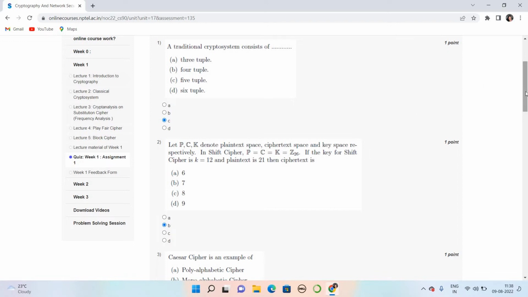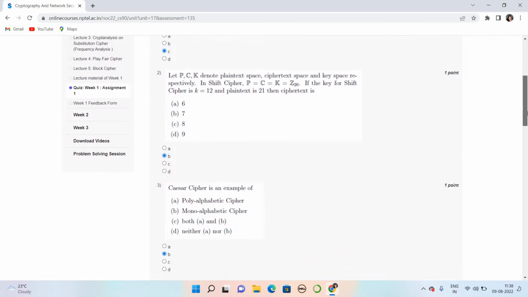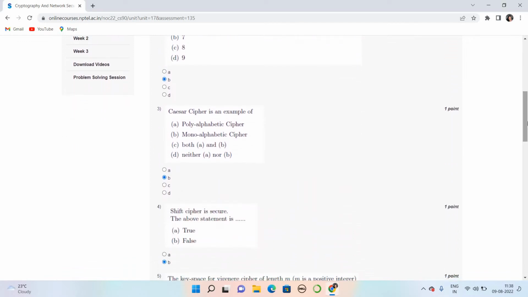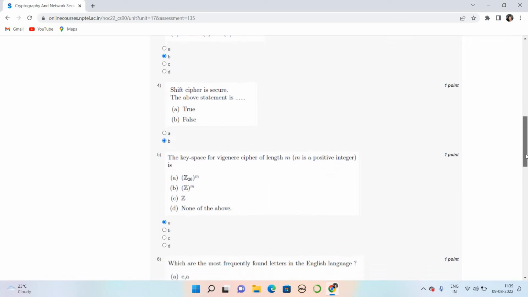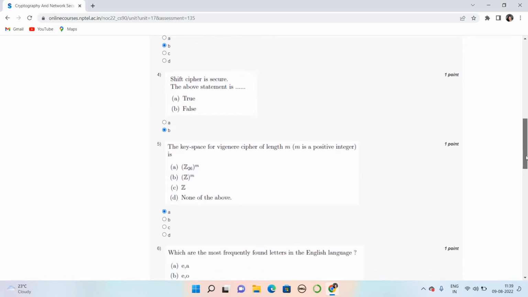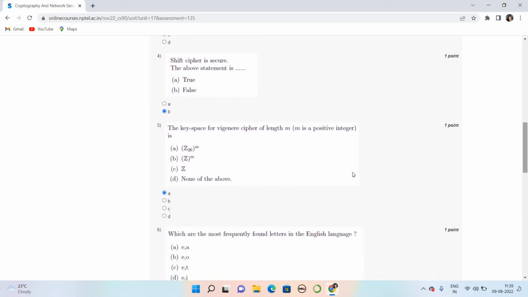Okay. Next, coming to question number 3. Caesar cipher is an example of mono-alphabetic cipher. So the answer for question number 3 is B. Now coming to question number 4. Shift cipher is secure. Is it true or false? For this the answer is false, that is B. Now coming to question number 5. The key space for Vigenère cipher of length M is... for this the answer is A, that is Z26 to the power of M.